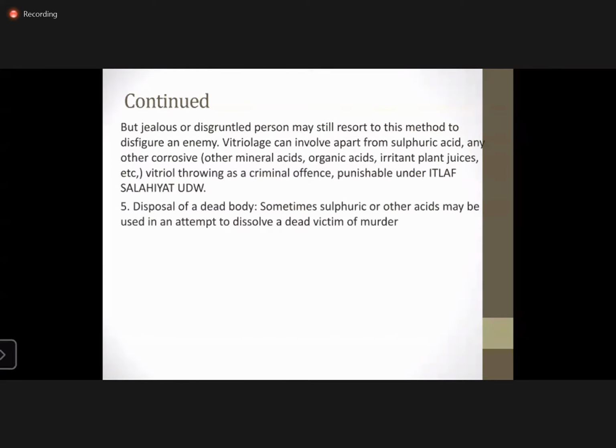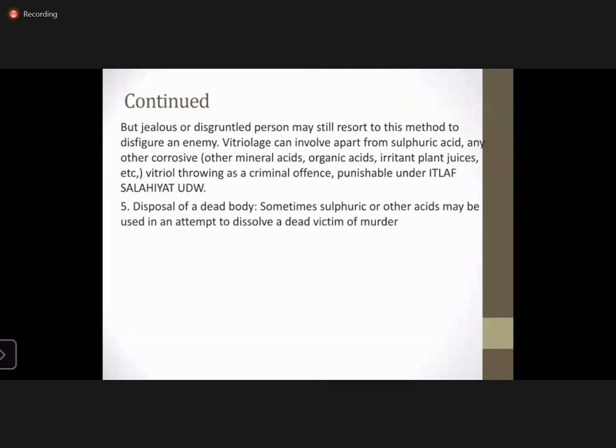This is done out of jealousy, or because the person has rejected a proposal, and so on and so on. Acid throwing is a criminal offense punishable under the chapter on hurt. If you read, you will see that under the IPC, the one throwing acid on the face is punishable under the penalty of the law.